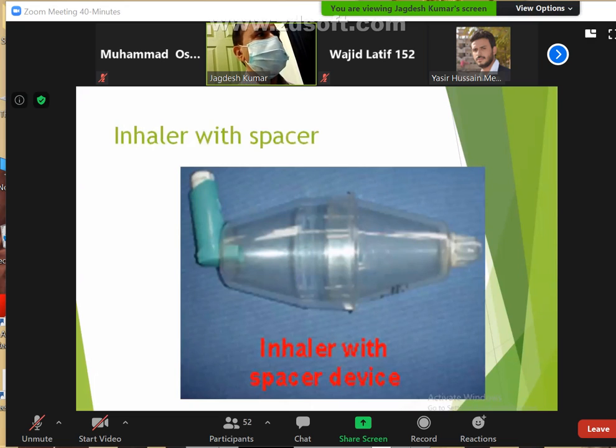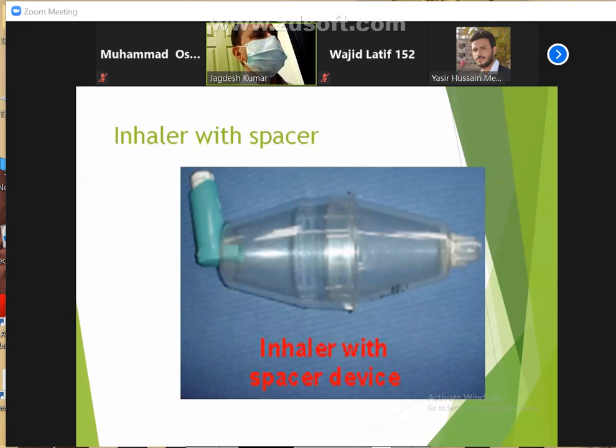This is another device, the same spacer. With the inhaler already fixed, you open the mouthpiece and take a nice big breath in, and this will deliver the drug.